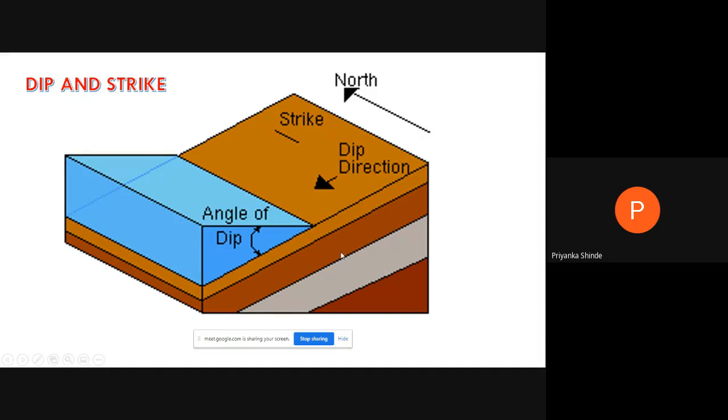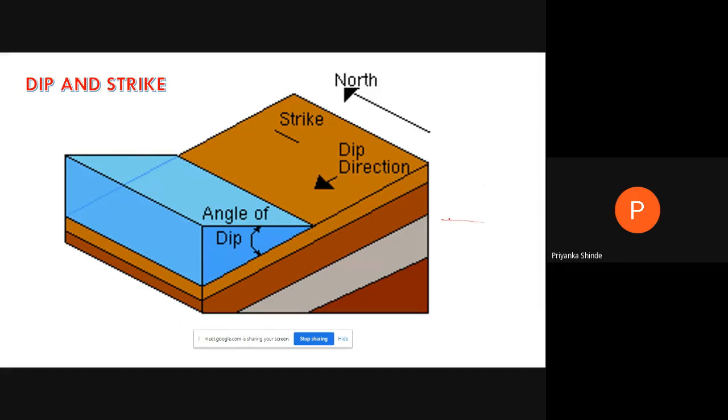Because of upliftment and plate tectonic movements, these beds come up and during this process they become inclined. These inclined beds play a very important role while constructing a dam, a tunnel or a reservoir. For example, you learned last semester the different cases we have solved.